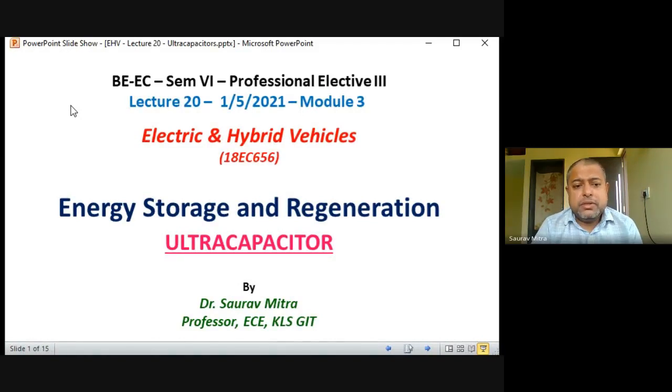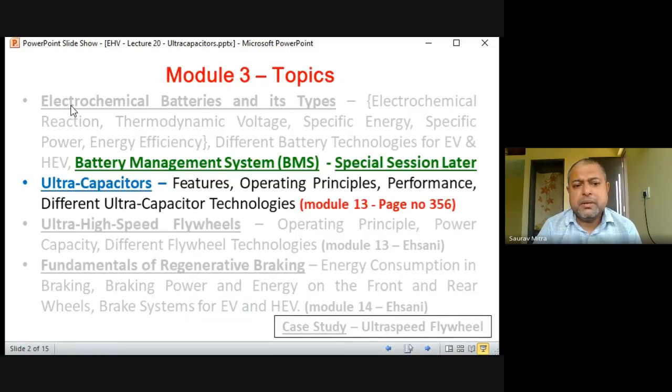We are almost at the halfway stage of the syllabus. If we complete this, the third module also will be completed half. What all topics we are going to see in ultracapacitor: features, operating principle, performance, different ultracapacitor technologies, and we can find it in the book of Ehsani, module number 13, page number 356 onwards.